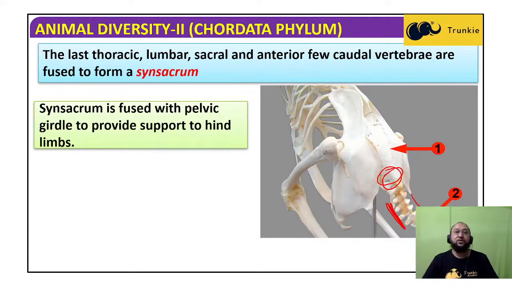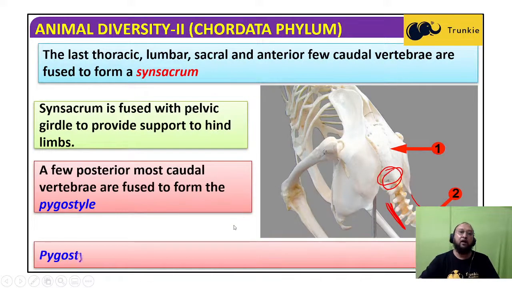They are fused to form a structure called the synsacrum. Very, very important for the NEET examination. Synsacrum is the skeletal structure of the fused thoracic, lumbar, sacral, and few anterior caudal vertebrae. This is one of the results of adaptation for an aerial mode of life. The synsacrum is fused with the pelvic girdle, which you can see there, to provide support to the hind limbs.